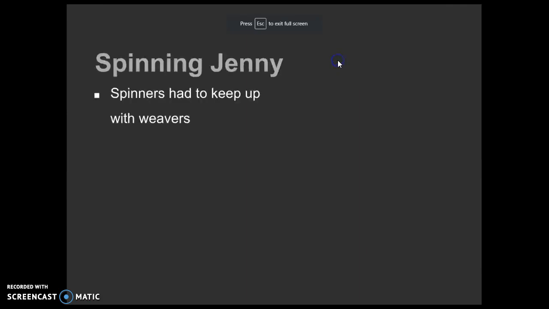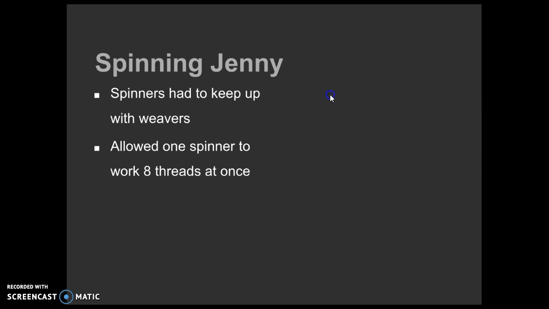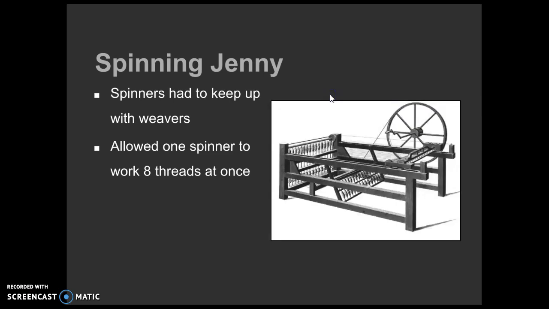The next invention was something called the spinning jenny. An inventor named it after his daughter. But the spinners had to keep up with the work the weavers were doing, so they had to make yarn a lot faster. So the spinning jenny was a machine that allowed one spinner to spin 8 threads at once.